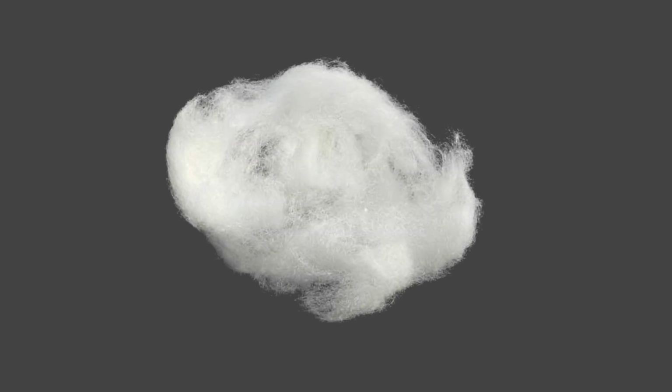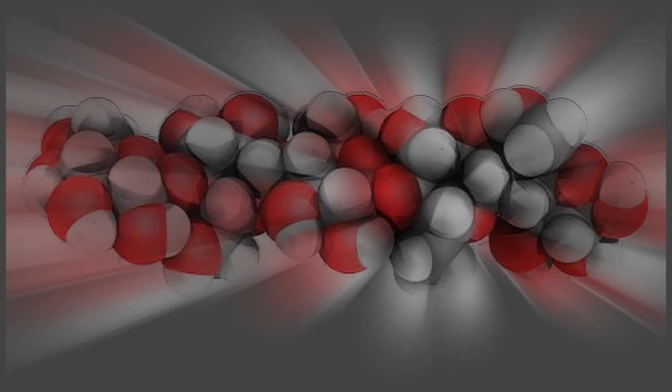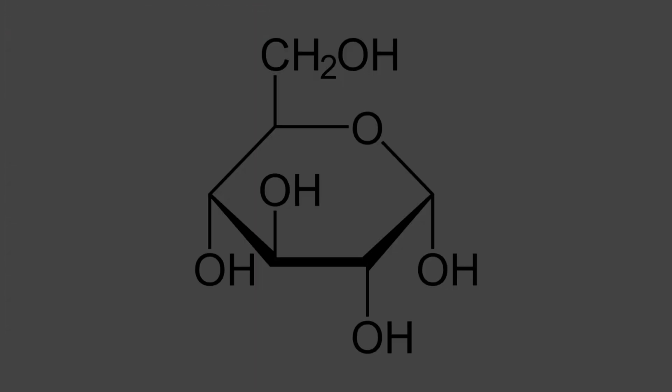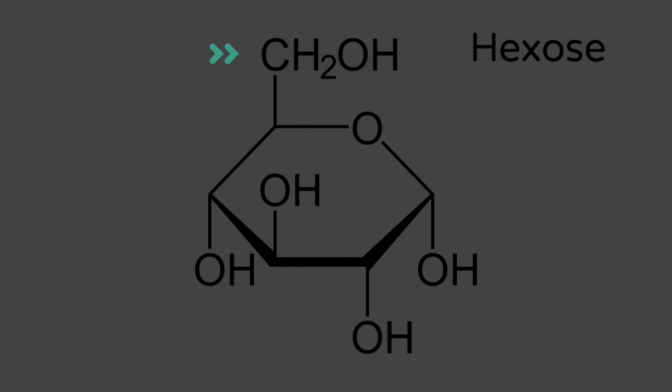Cotton wool. Clean processed cotton fibers, which themselves are made of cellulose. And cellulose is made of glucose, a simple sugar, a monosaccharide. With its 6 carbon atoms, it's a hexose. And with an aldehyde group at one end, it's also an aldose.